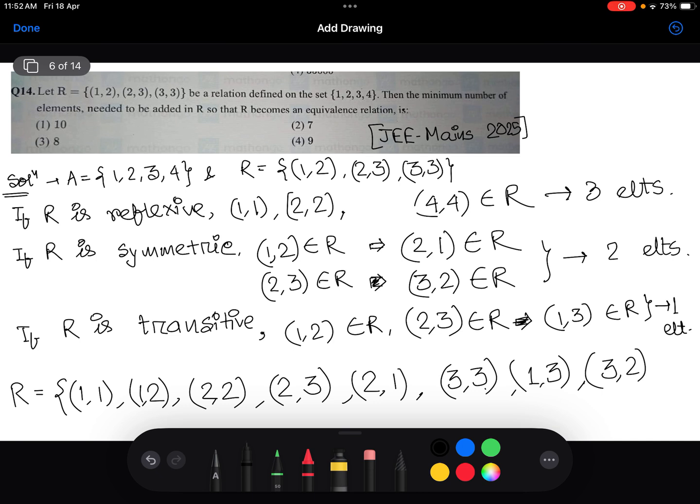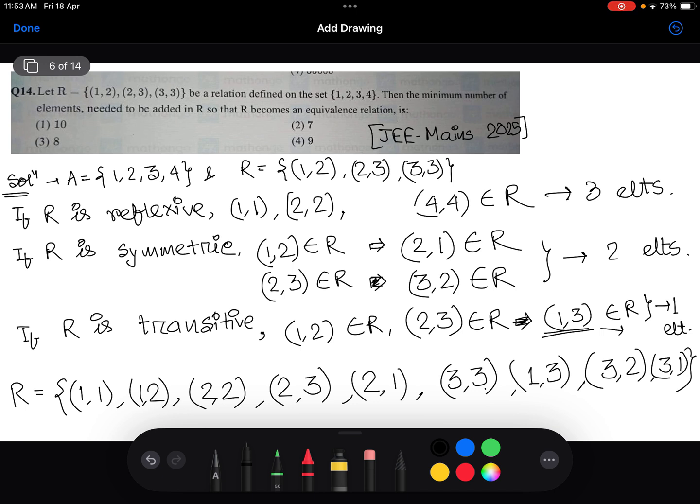But see, if R is an equivalence relation here, then it has to be reflexive, symmetric and transitive. But when we check the transitivity, we get (1, 3) from here. If we add (1, 3) here, then it is not symmetric, because if it is symmetric, then we need to add (3, 1). So exactly, since we are adding this, we need to add (3, 1) also. Then it is an equivalence relation. There is no other possibility.